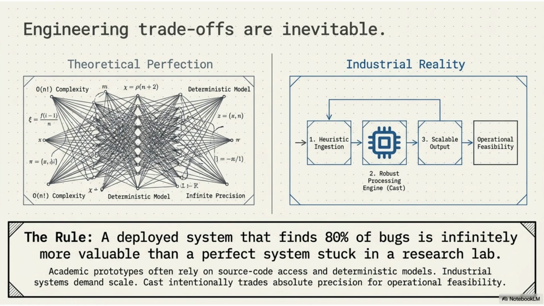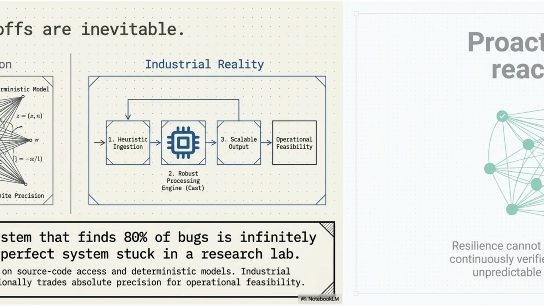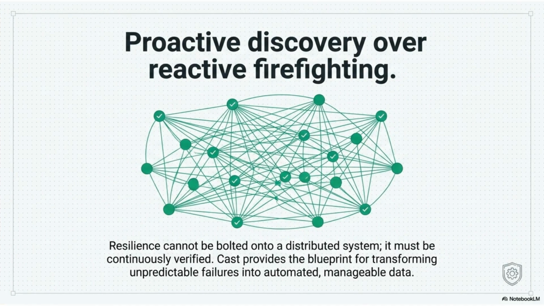Engineering trade-offs are inevitable. CAST intentionally trades absolute precision, often seen in theoretical perfection, for operational feasibility and scale. A deployed system that finds 80% of bugs is more valuable than a perfect system stuck in a lab. CAST enables proactive discovery over reactive firefighting. Resilience must be continuously verified, and CAST provides the blueprint for transforming unpredictable failures into automated, manageable data.